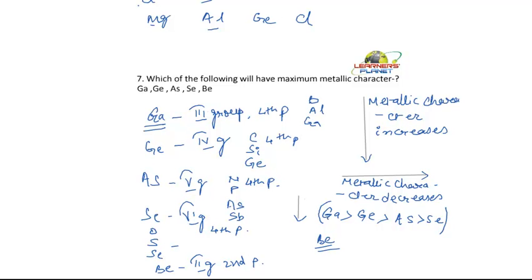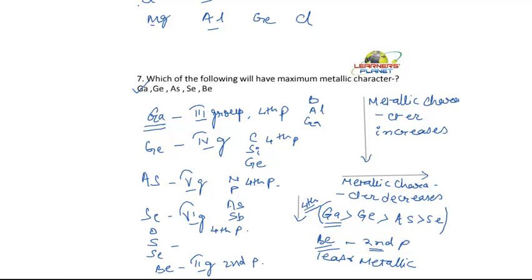So which has the most metallic character, student? These all are in the fourth position. Which will be most metallic? Gallium. Got my point? Beryllium is in the second group, but it is in the second period also. So this will have the least metallic character. Right? So what will be the answer of this question? Gallium. So this is the way we solve these questions.